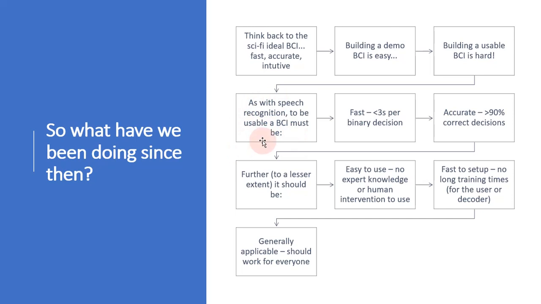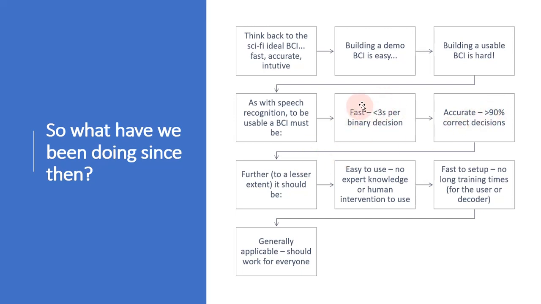As with, let's say, a speech recognition system, in order for a BCI to be useful, we must have fast BCIs, okay, that gives us one command in less than 3 seconds per binary decision. So the BCI should be fast and accurate, of course. The classification accuracy should be at least higher than 90%.